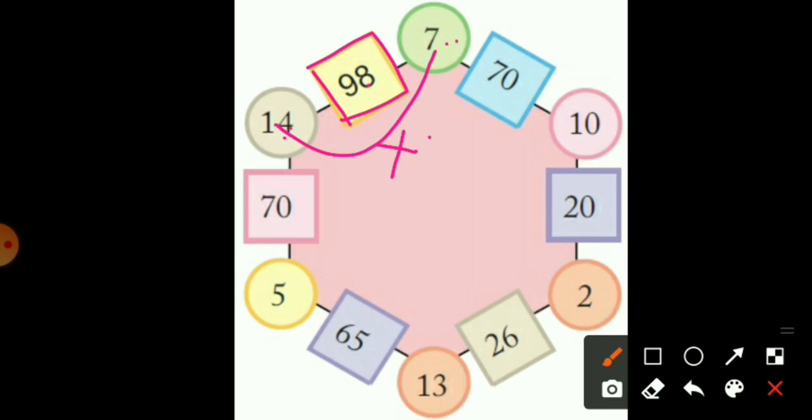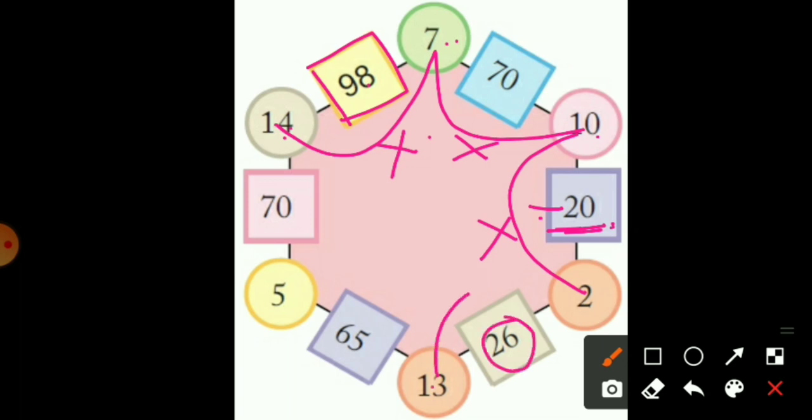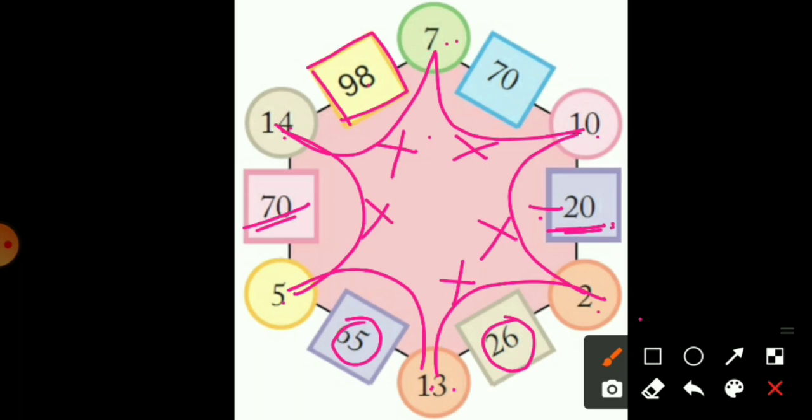So 14 times 7 is 98. Similarly, if you multiply 10 and 7, you will get 70. Similarly, 10 times 2, you will get 20. Now, once again, to get 26, you have to multiply these two numbers, 13 and 2. So 13 times 2 is 26. Similarly, for getting 65, we have to multiply 13 and 5. You multiply the circles and their product is in the square boxes. Similarly, 14 times 5 is 70.